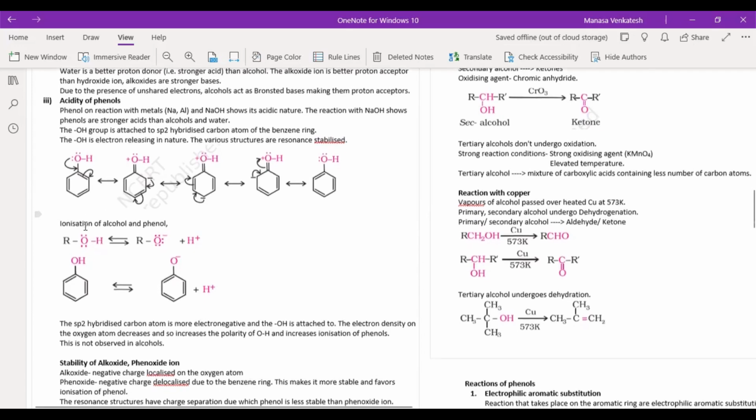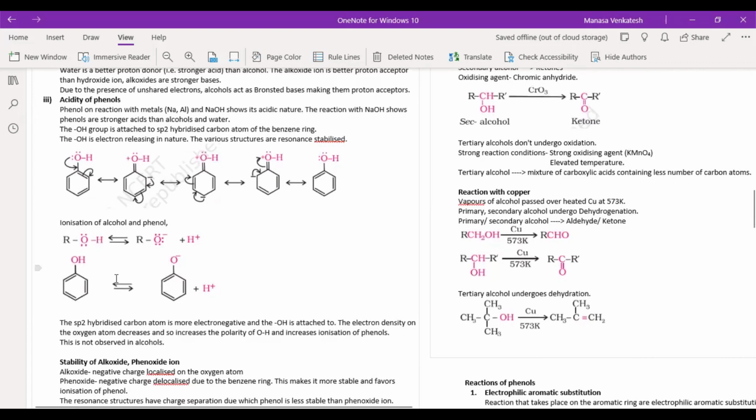So the sp2 carbon is more electronegative than the OH which is attached. So the electron density on the OH will decrease, and this will make the bond between O and H more polar in nature. This in turn will increase the ionization of phenols, but this particular property is not observed in alcohol. In alcohols, it's just ROH, RO minus. But in case of phenols, you have the concept of the sp2 hybridized carbon atom being more electronegative compared to the OH group.